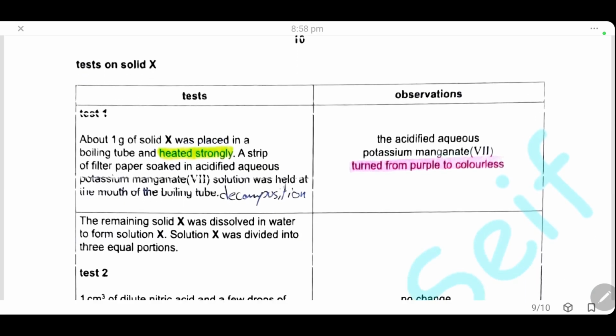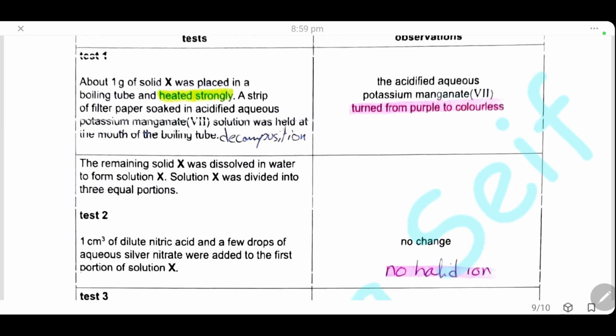Test on solid X. 1 gram of solid X was placed in a boiling tube and it is heated strongly. Then a strip of filter paper soaked in acidified aqueous potassium manganate was held at the mouth of the boiling tube. Heating strongly means we have a decomposition reaction. So by decomposition, we have something formed and we test it with potassium manganate. The acidified aqueous potassium manganate turns from purple to colorless.